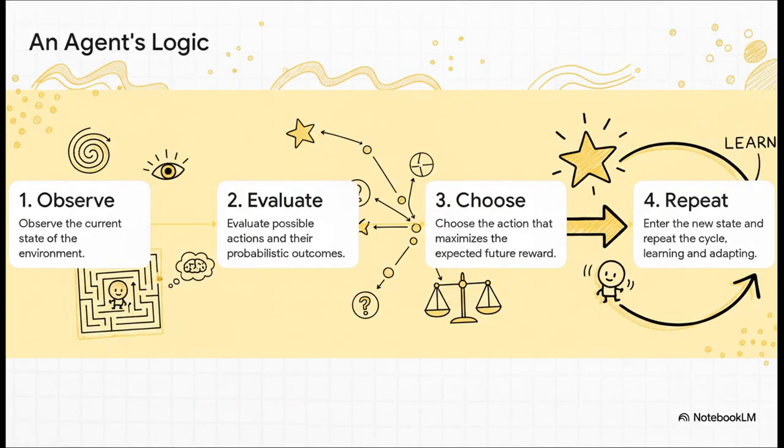So here's what that logic loop looks like in action. Let's say we have a robot in a maze. First, it looks around and figures out its current state, its position. Step 2, it evaluates all its possible moves, left, right, forward, and it weighs the odds. What's the probability of getting to a new spot, and what's the potential reward? Then, it picks what it thinks is the best option, makes the move, and lands in a new state. And then, it just repeats the whole cycle, over and over, learning the best path one step at a time.